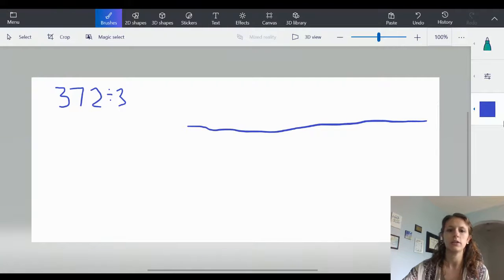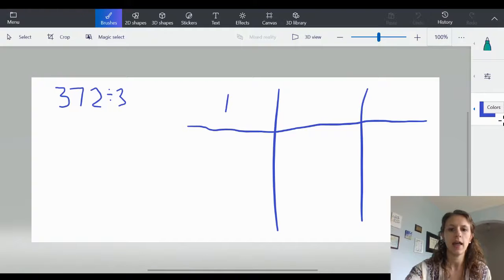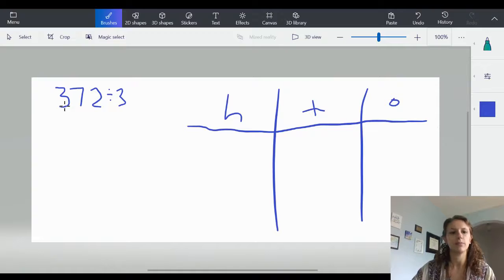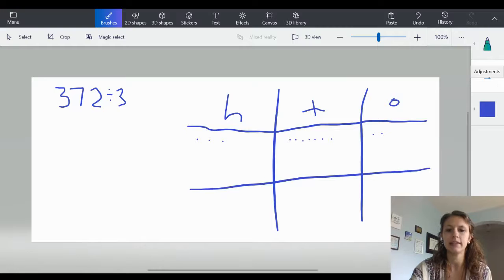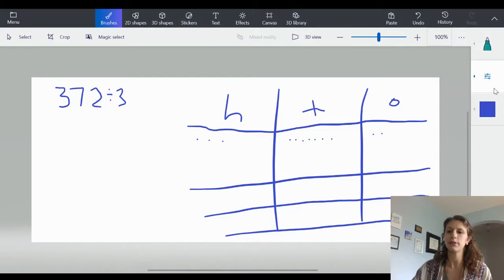We're going to represent this on our place value chart. So I'm going to go ahead and draw my place value chart. I have my hundreds, my tens, and my ones. I'm going to go ahead and represent my whole, which is 372. So that's 1, 2, 3 hundreds, 1, 2, 3, 4, 5, 6, 7 tens, and 2 ones. And then I'm trying to divide this into 3 groups. So I'm representing my 3 groups.